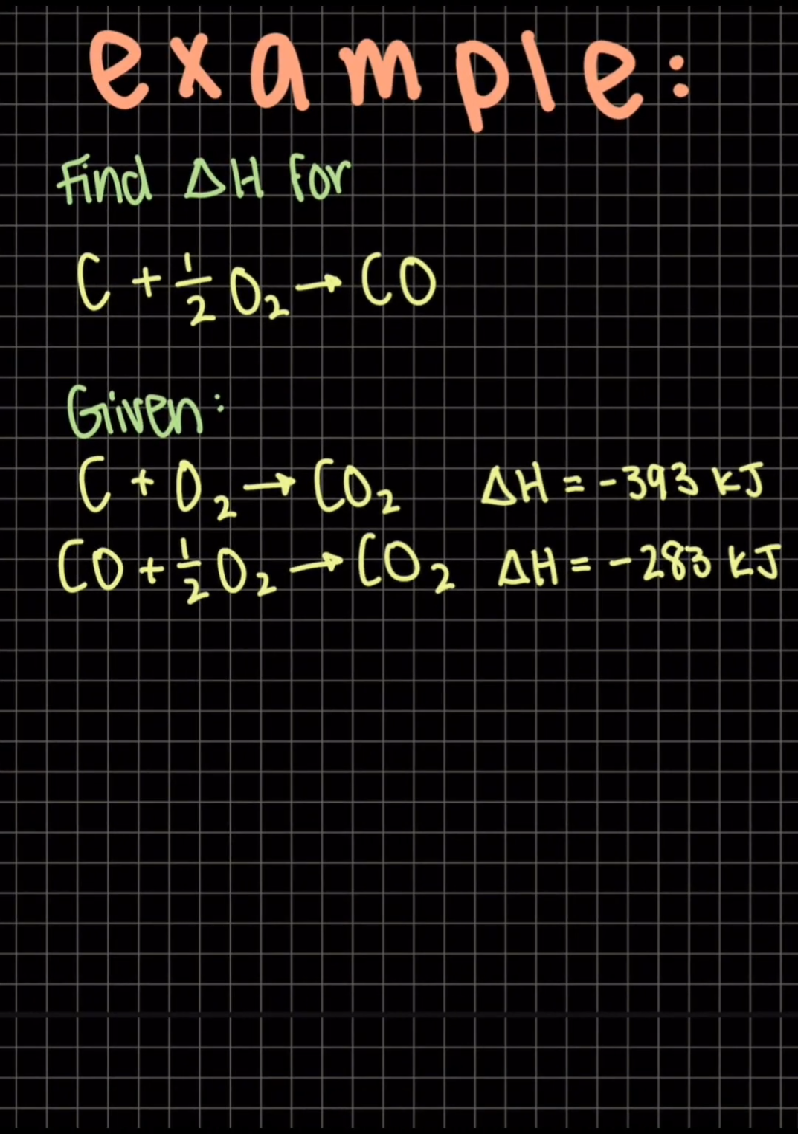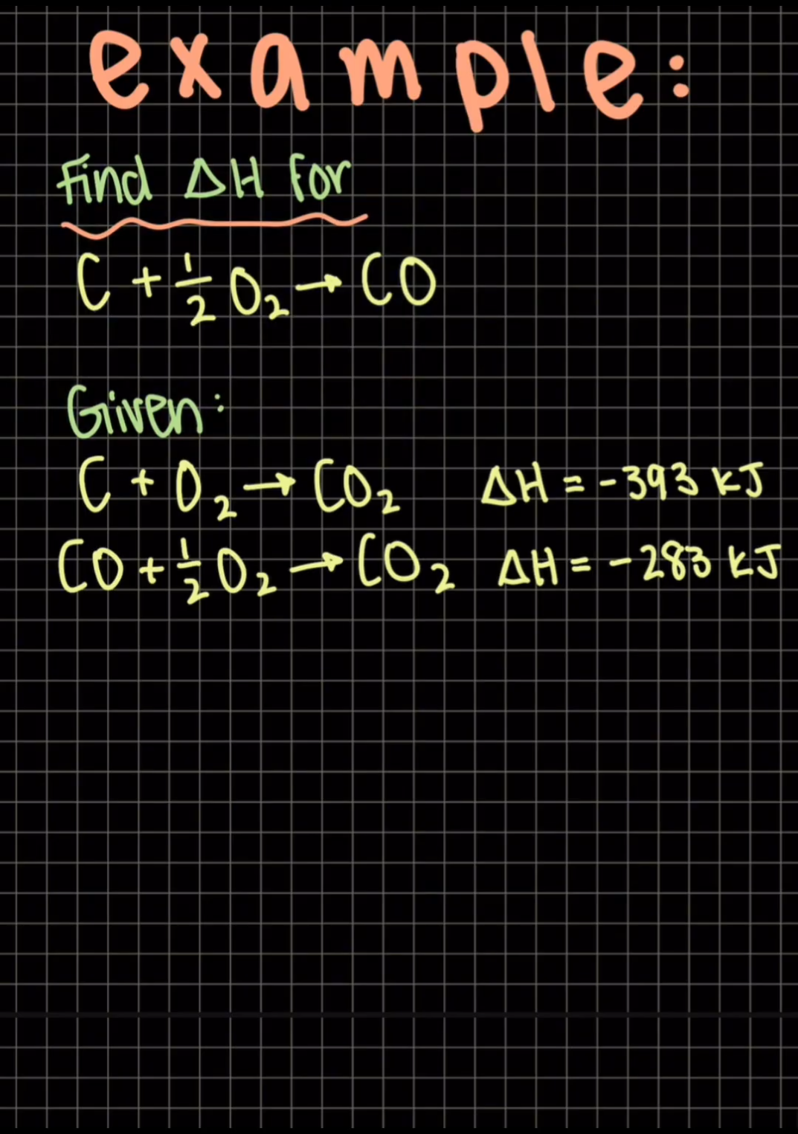Now let's do an example problem. This example problem asks us to find the delta H, or the total enthalpy change, for this chemical reaction. This chemical reaction is carbon plus 1/2 mole of oxygen gas yields carbon dioxide. And then it's giving us some given statements. So we are going to use these given statements to find what we need. This is what they're asking for. So this is what we're going to try to find.